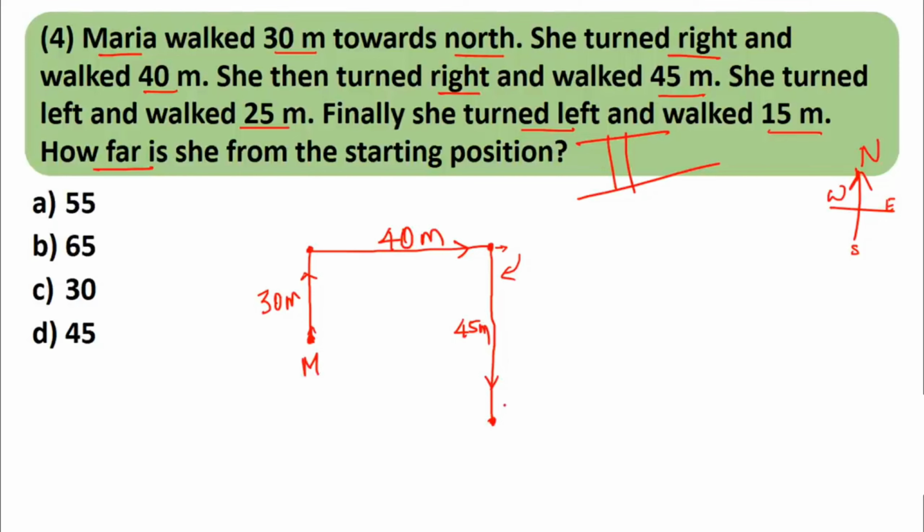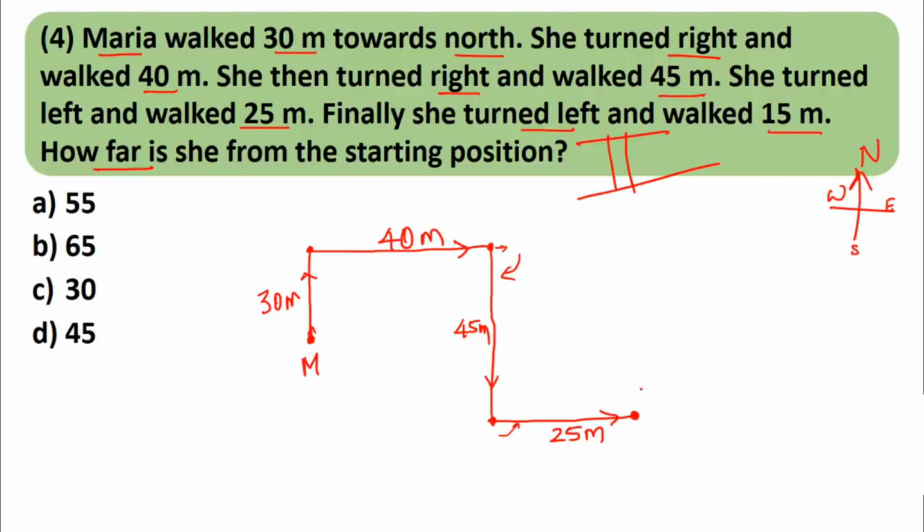She turned left. Now for the south, left will be what? Left will be this side, correct? So she turned left. Turning left means by 90 degrees. She turned left and walked for 25 meters. And now she is over here, okay?